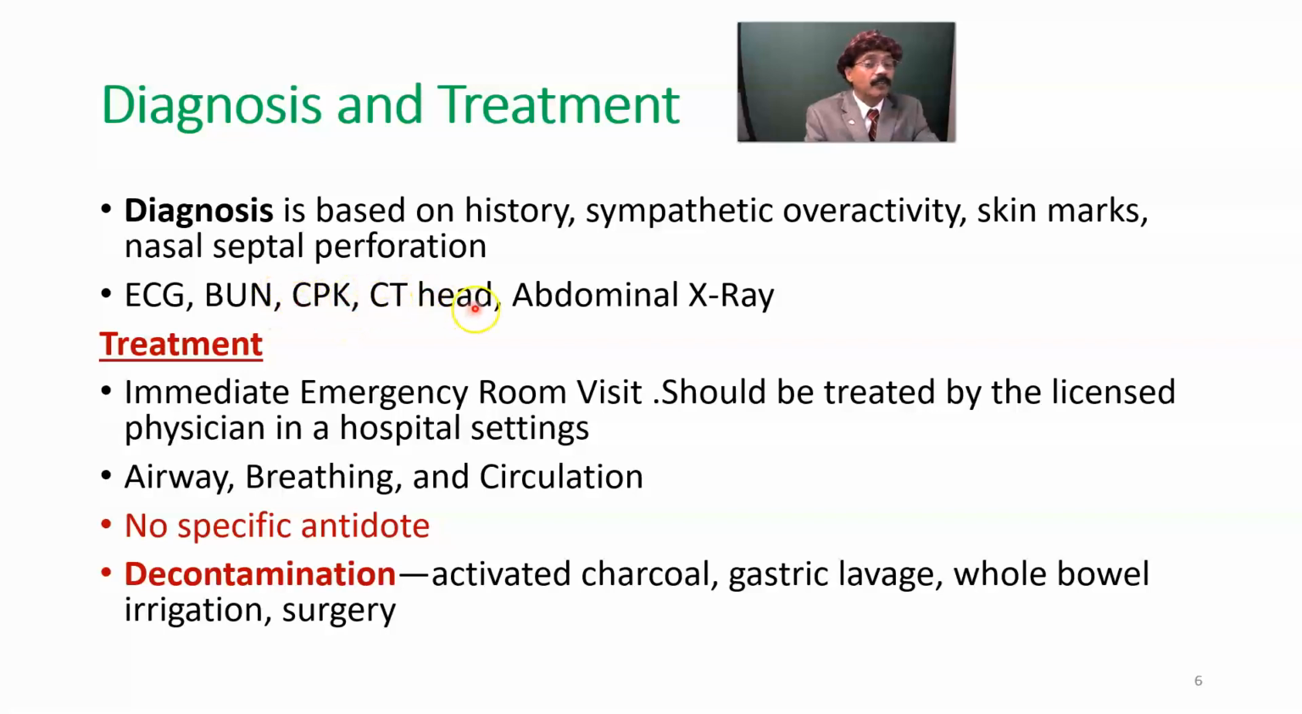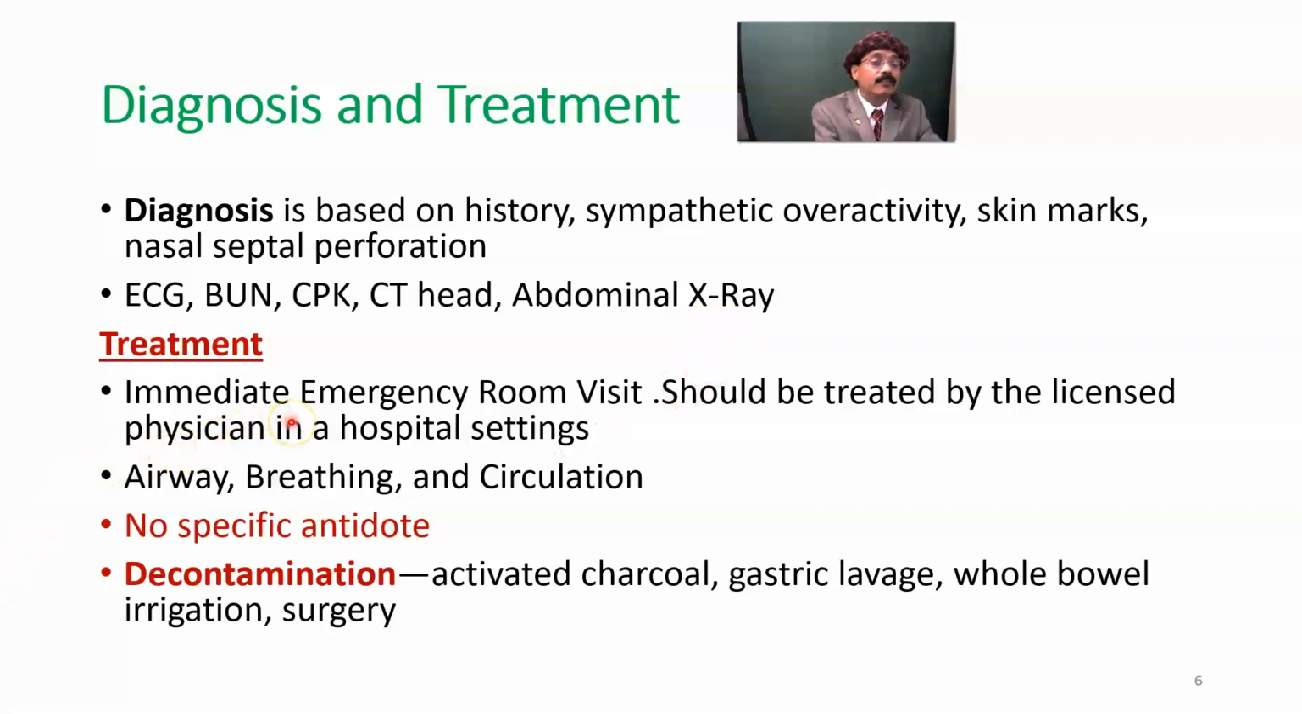CT head, okay, especially in children, we may suspect hydrocephalus. In adults it is also possible to do the CT head, okay. So we have skin marks, ECG, blood urea nitrogen, CPK. CT head is important to find out any intracranial hemorrhage. Abdominal X-ray is essential if you suspect some smuggler took a container or condom containing cocaine that has been in the abdomen or in the stomach. We must do the X-ray. Sometimes X-ray may not find it out. We may go to the CT scan.